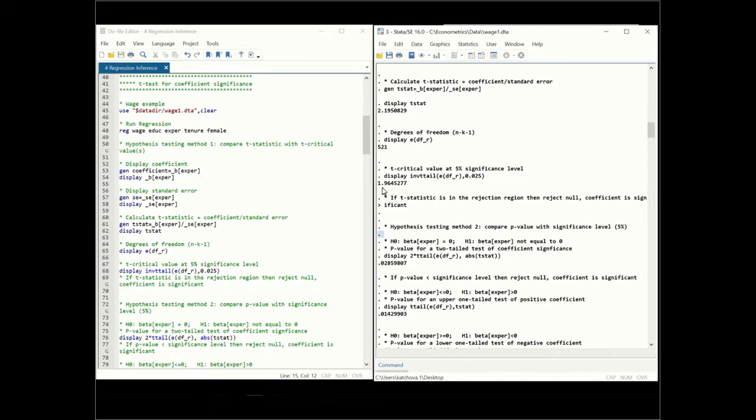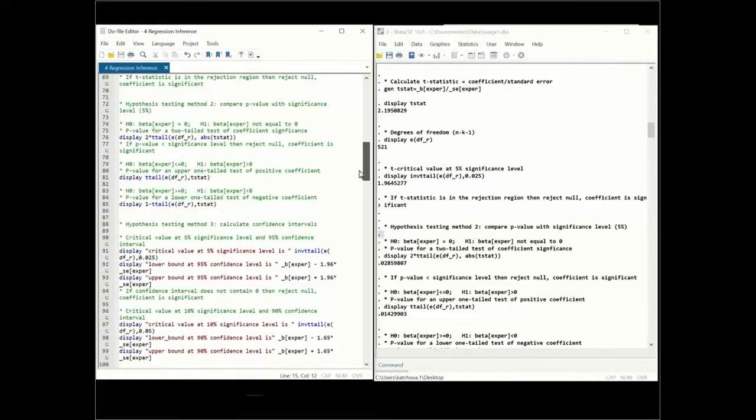This is a very commonly used number, so I would recommend that you remember it. Now, the first method says that if the test statistic is in the rejection region, then reject the null, and the coefficient would be significant. We're looking at the t-statistic here of 2.2, and for a two-tailed test it is definitely above the t-critical value. So it's in the rejection region, and therefore we reject the null hypothesis, and we find that the coefficient is significant.